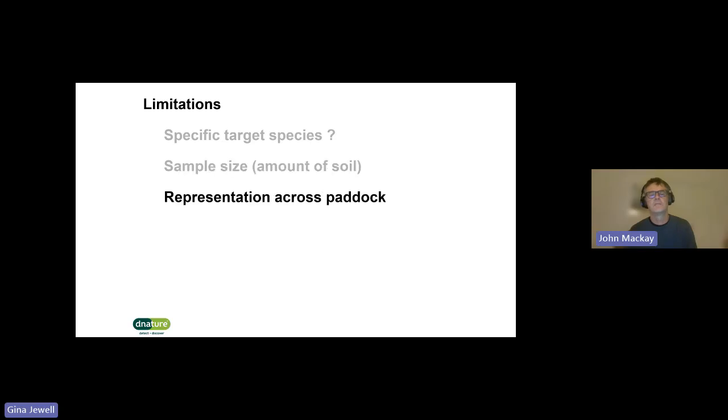Next slide. And so that comes to representation across the paddock, taking that representative sample that Mark alluded to, using grids or W patterns across a field. Next, please.